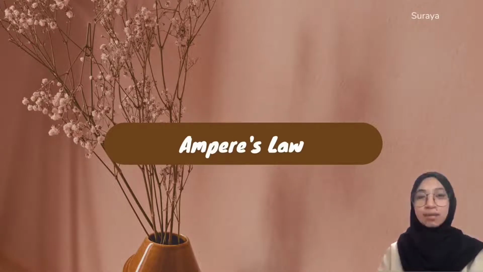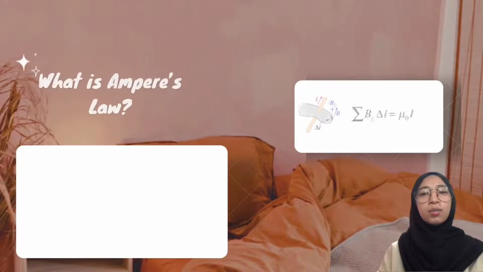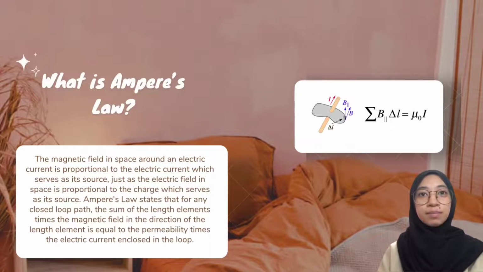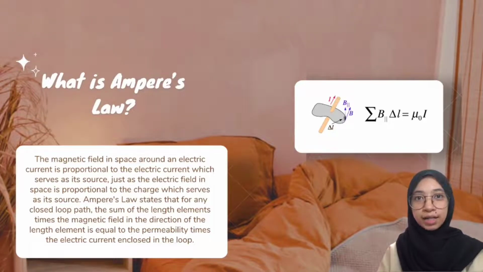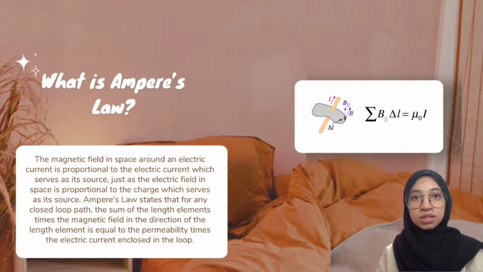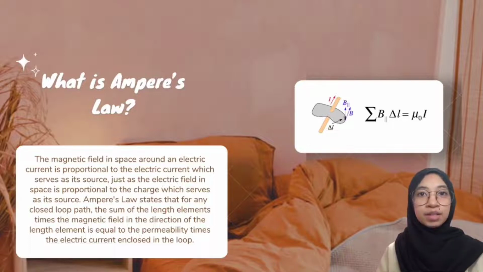Next, I will present about Ampere's law. What is Ampere's law? Ampere's law says the magnetic field in space around an electric current is proportional to the electric current which serves as its source, just as the electric field in space is proportional to the charge which serves as its source. Ampere's law states that for any closed loop path, the sum of the length elements times the magnetic field in the direction of the length element is equal to the permeability times the electric current enclosed in the loop.